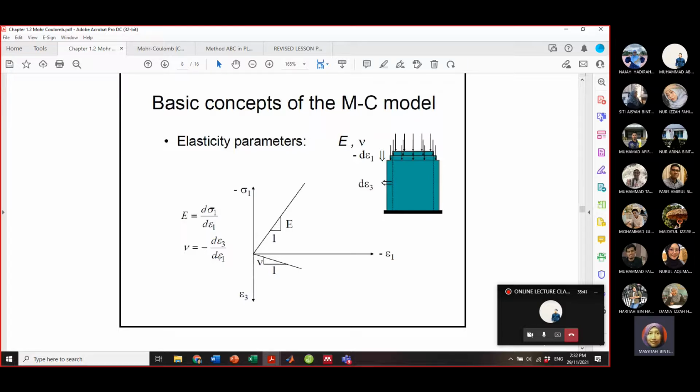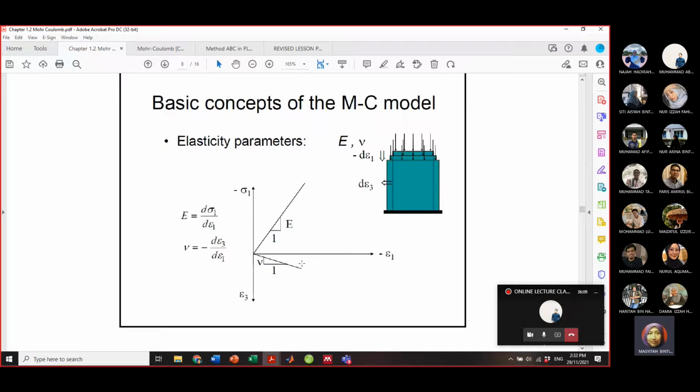Poisson ratio is a ratio between the lateral strain to the vertical strain. So the delta strain in 3 over the delta strain in 1. If you look here, strain 1 is the vertical direction, strain 3 is the lateral direction. So that's how easy it is for you to determine the Poisson ratio. It must be a ratio.